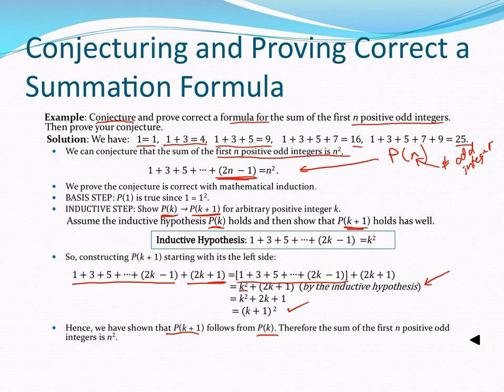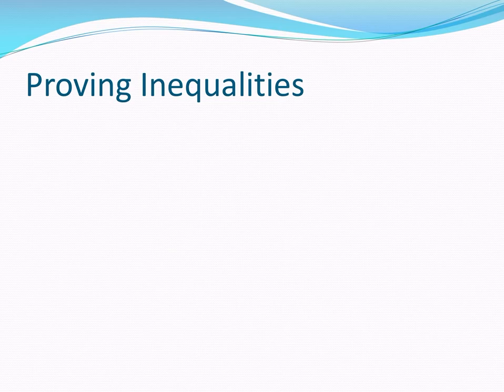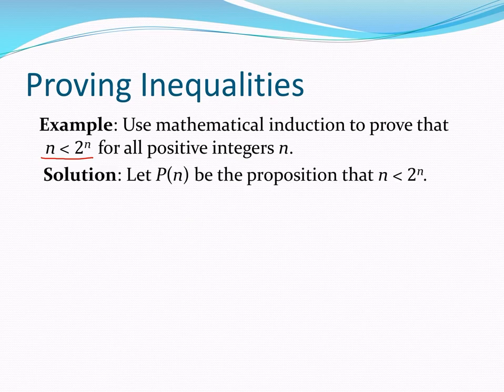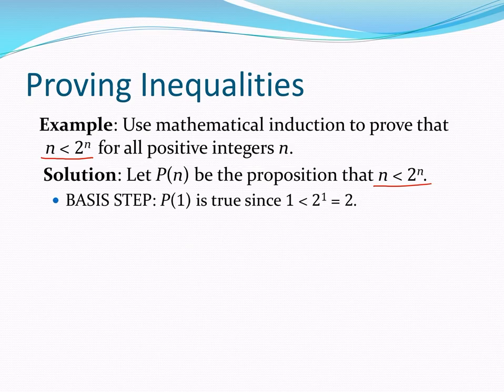All right, we don't only have to look at equations to do proofs by induction. Here we'll do a proof by induction for an inequality. The statement we want to prove is that n is less than 2 to the n for all positive integers n. So that's our proposition. P(n) is n is less than 2 to the n. And the basis step, we're saying it's all positive integers, so our basis is 1. And 1 is less than 2 to the 1, so the basis step is proved.